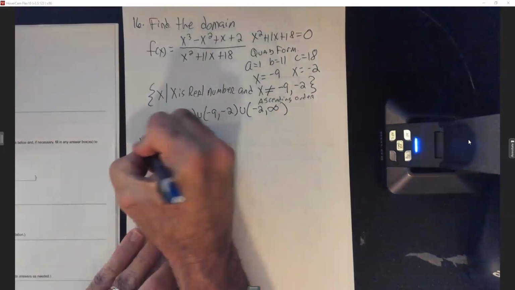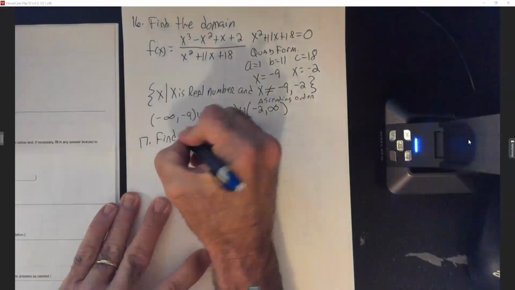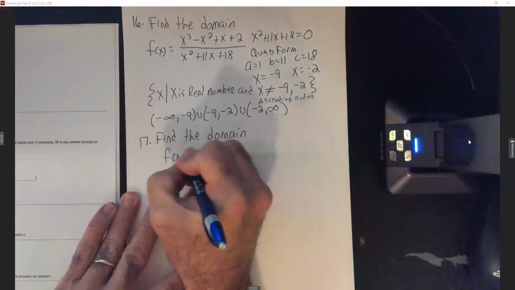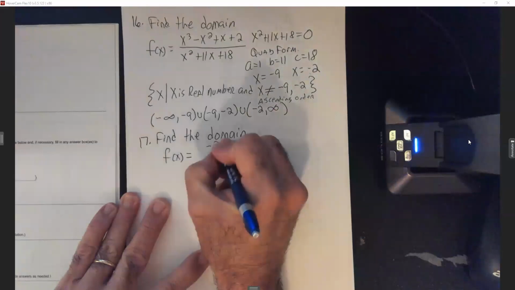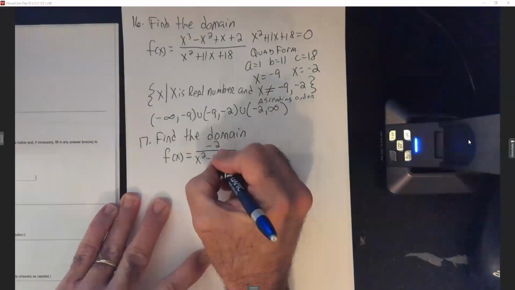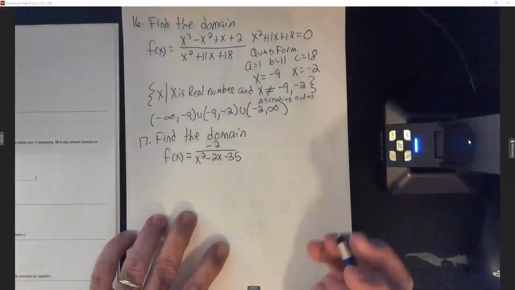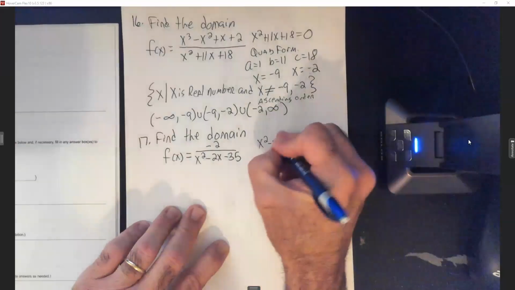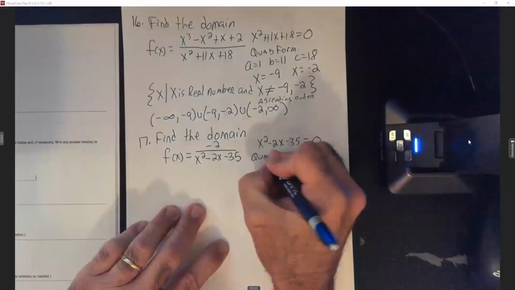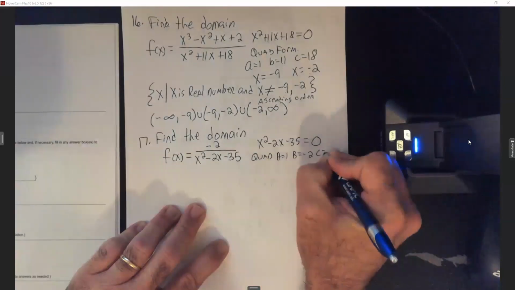All right, 17, find the domain. So this one is only going to be put in interval notation. So on top, I got a -2. On bottom, I got an x squared minus 2x minus 35. So just like the problem above, take the bottom, set it equal to 0. I'm going to hit quad on that. A is 1, B is -2, C is -35.